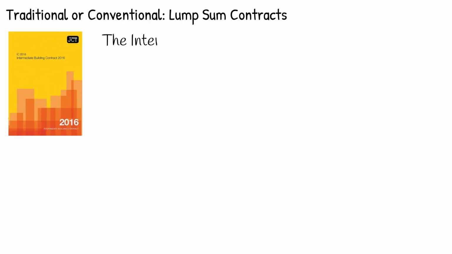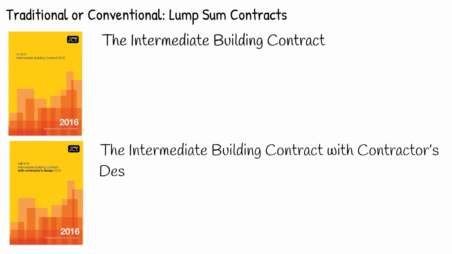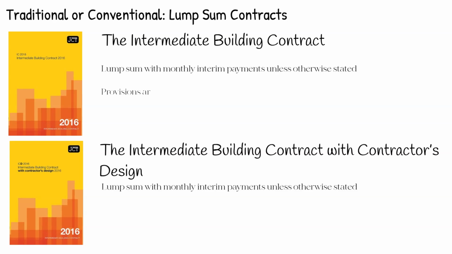The intermediate building contract and the intermediate building contract with contractor's design. Prices are also based on lump sum with monthly interim payments. Provisions are included relating to BIM and for collaborative working, sustainability, advance payment, and a bond for payment of off-site materials, a performance bond and a parent company guarantee, and for collateral warranties.